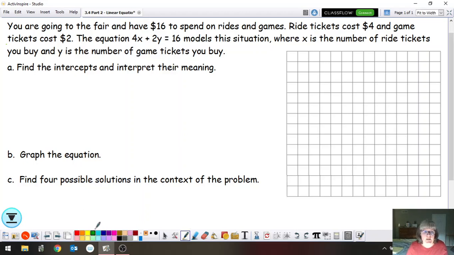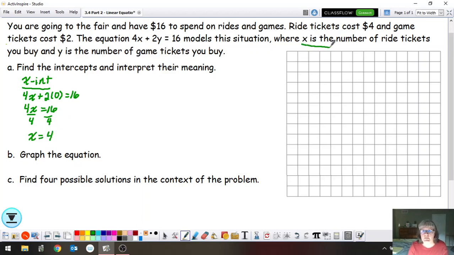So let's start with the x-intercept. Remember, to find the x-intercept, it's when y is 0. So we're solving for x when y is 0. So 4x plus 2 times 0 equals 16. So we have 4x equals 16. Divide both sides by 4, and we have x equals 4.